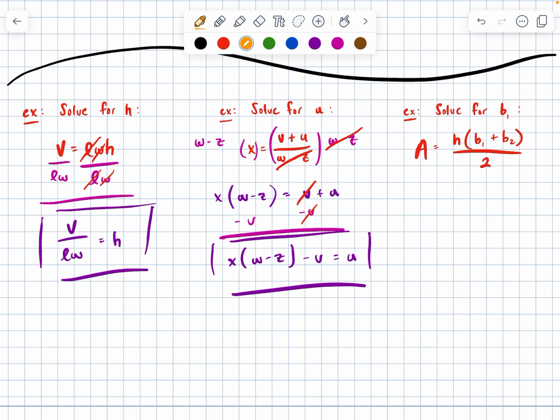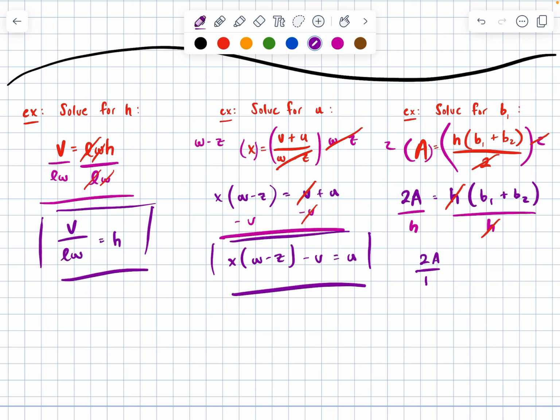So I want to get the first base here by itself. Easiest thing to get rid of first is that division by 2. So I'm going to multiply both sides by 2. On the left side, those 2's undo each other. And I'm left with 2 times a is equal to h times parentheses b sub 1 plus b sub 2. Now I need to get rid of this h, right? I can't get rid of the b sub 2 because it's in a parentheses. Reverse order of operations tells me I have to leave my grouping symbols till the end. So now I'll use division by h. I've got 2a over h is going to be equal to that b sub 1 plus that b sub 2.